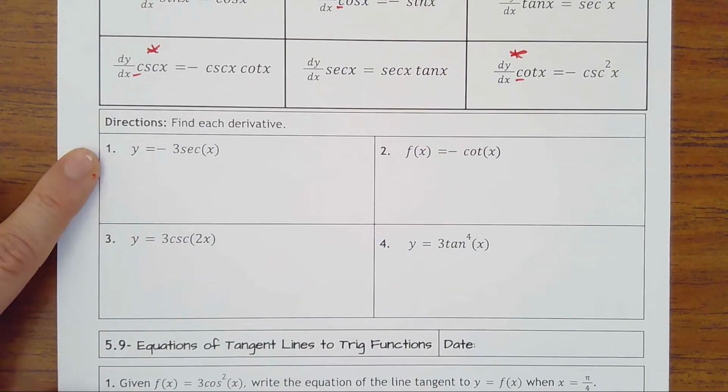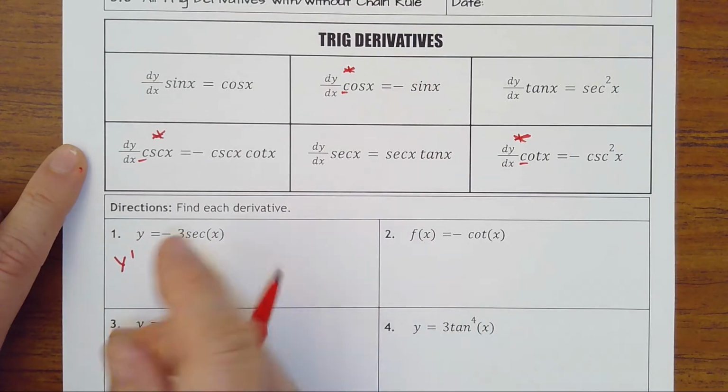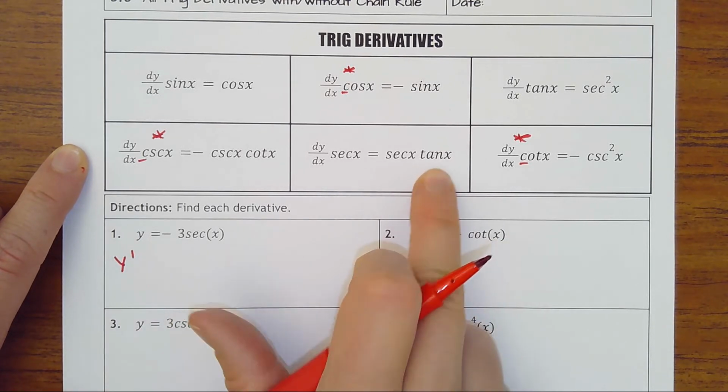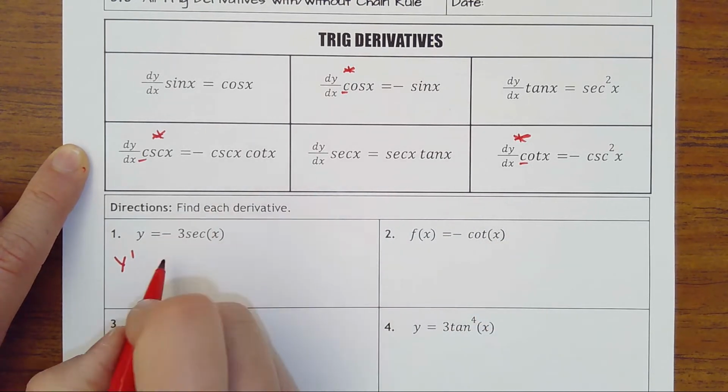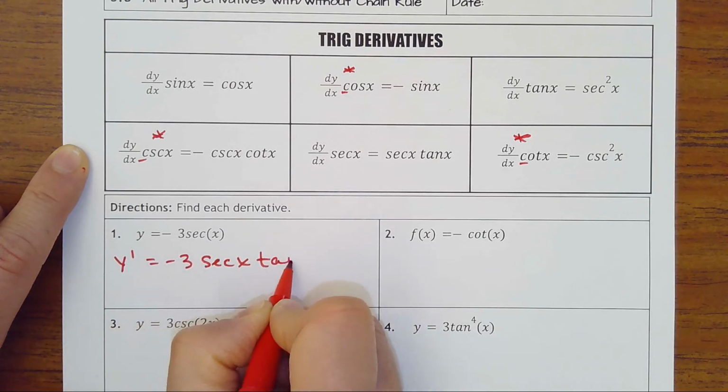All right, number 1, y equals -3 secant of x. We want to find the derivative. So let's find it: derivative of secant is secant tangent. And so there's no negative in this. So we'll have -3 times secant of x, tangent of x. That one's really easy.